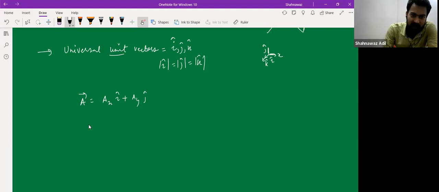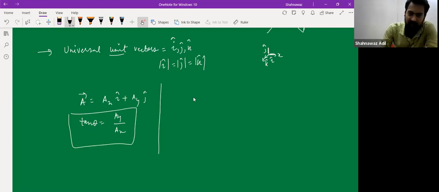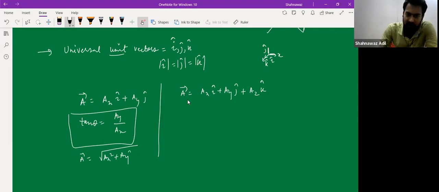So you can calculate the angle like this. Not the root. And let's say if you have 3 dimensions, what would be the form? So this would be the form. And what would be the magnitude? Magnitude would be simply Ax square plus Ay square, and what would be the magnitude here in 3 dimensions?